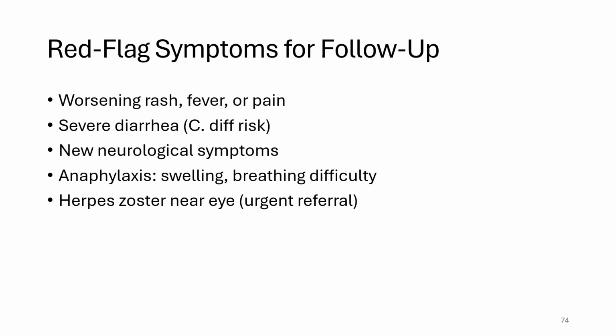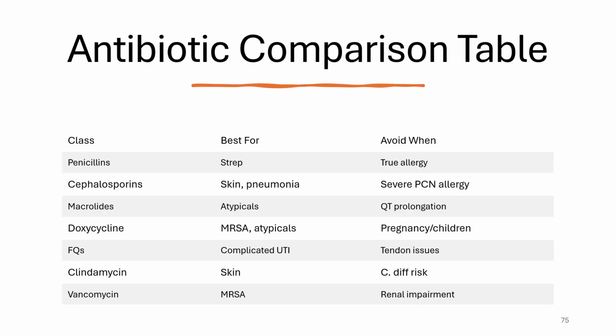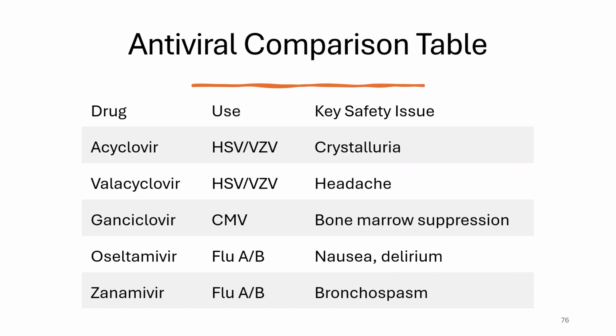And then just remember with herpes zoster near the eye, that is going to be treated a little bit differently from zoster in other areas. That does need an urgent referral to ophthalmology. Just ending here with a few additional comparison tables. So our antibiotic comparison table, and then our antiviral comparison table for you to review, add to, study from.